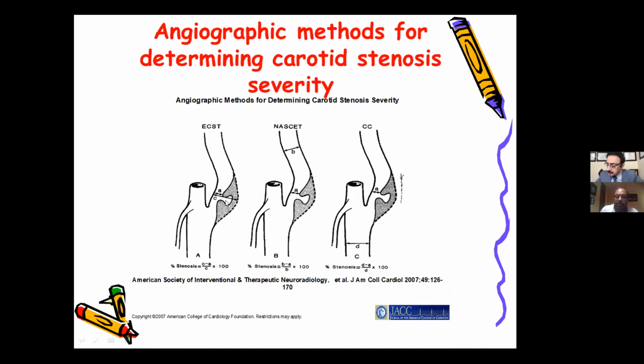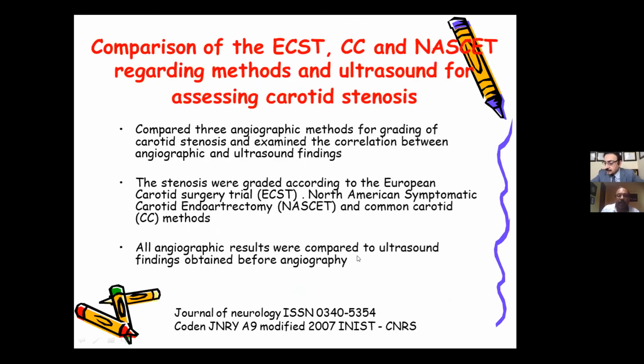The European group measures the blockage or plaque burden at the same site. The North American goes distally, and the common carotid method goes proximally to the common carotid artery. And if you are doing this kind of duplex scanning, we were comparing internal carotid artery with common carotid artery. The same thing is seen over here.